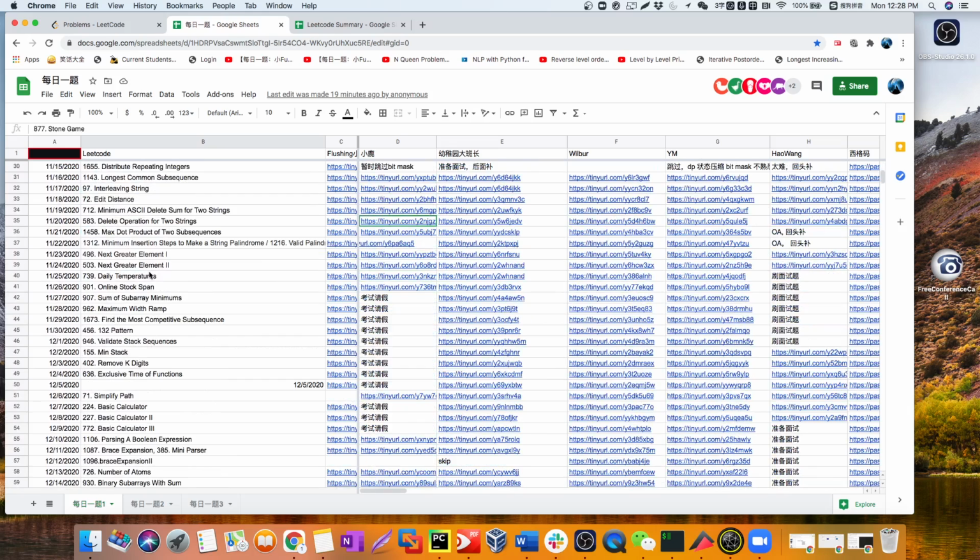But there are much more than that actually. For example, we have next greater element, and it's very similar to online stock span and daily temperatures. They're just a similar type. They both use a monotonic stack to track the next greater or next smaller elements, and there are similar patterns. Basic calculator 1, 2, 3 are also similar. And if you check number of atoms, it's very similar to basic calculator 2.